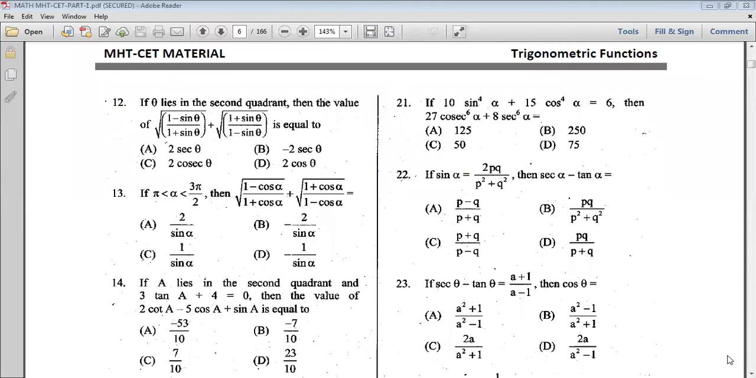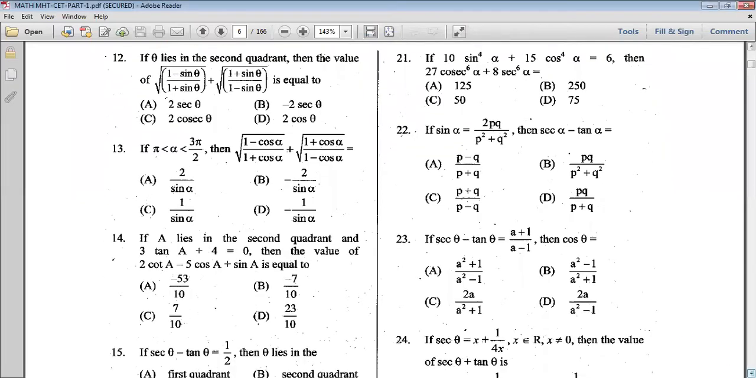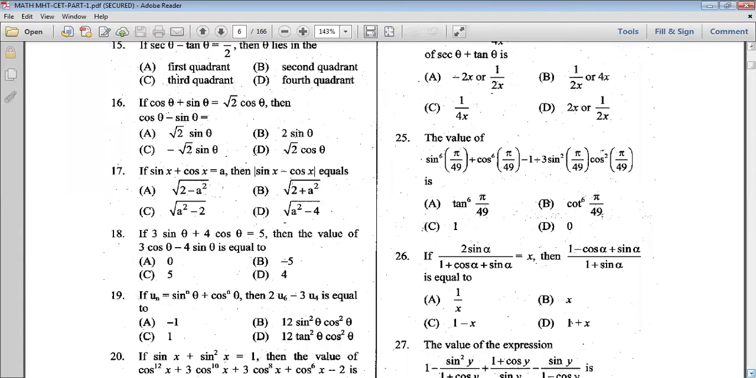Okay. Next, 23 is done, 25 is remaining. Look at the 25th problem answer.